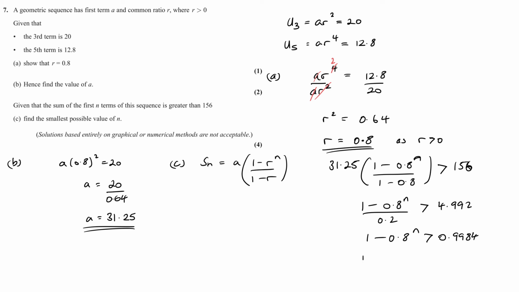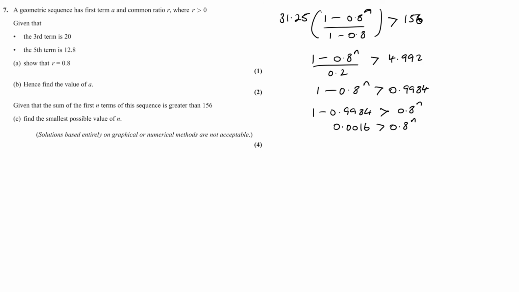I want to get the 0.8 on its own. So you think I'm going to have 1 minus 0.9984 on this side, and then I'd have 0.8 to the power n on the other side. This positive is what I want. So 1 minus this is 0.0016. So that's where we're up to right now. I'm just going to make a little bit of room. Okay, that's better.